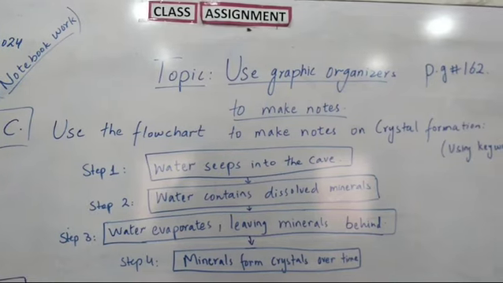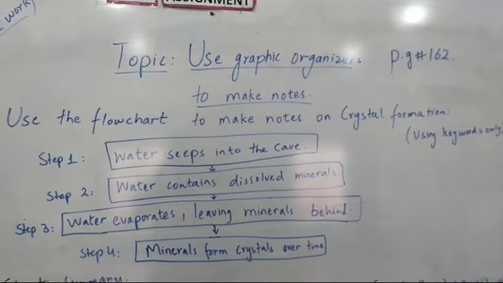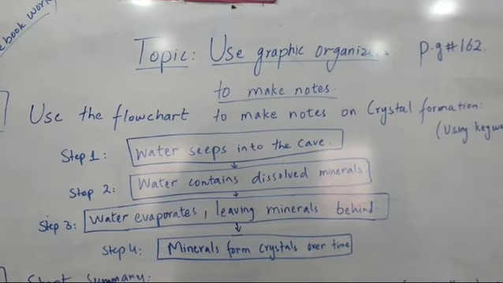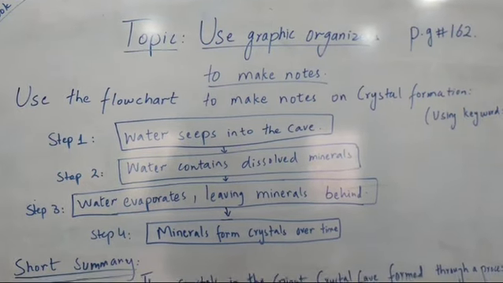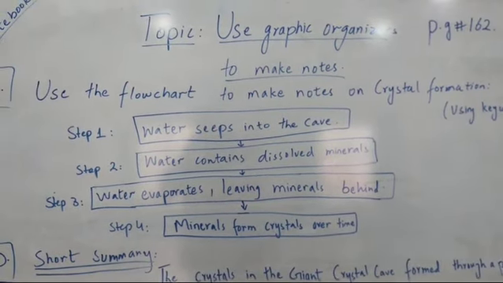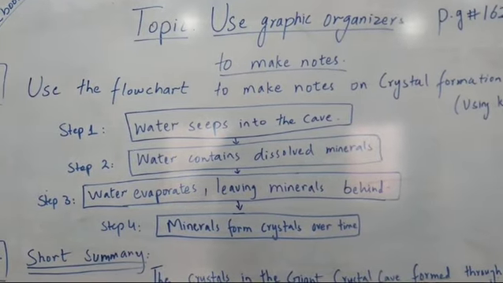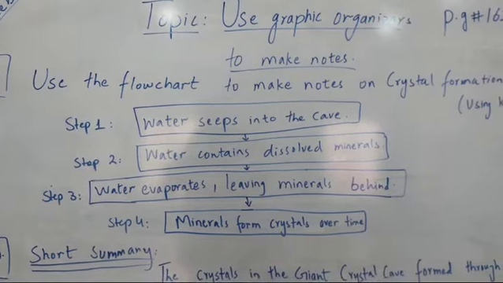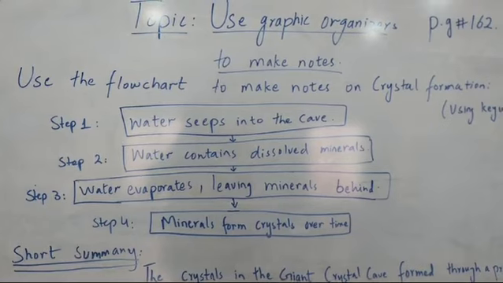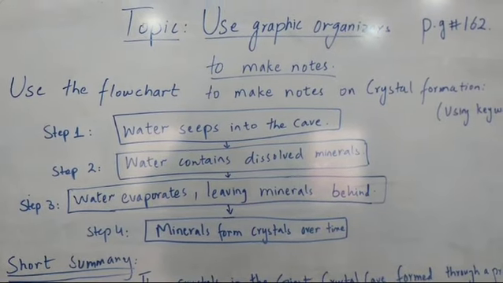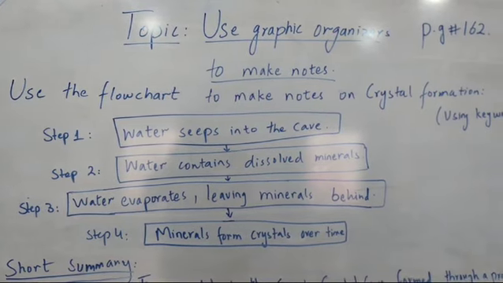Yes. C part: use the flowchart to make notes on crystal formation using keywords only. So step 1 would be water seeps into the cave. We have to make a rectangle, a box, and write water seeps into the cave. And step 2, water contains dissolved minerals. And step 3 is that water evaporates, leaving minerals behind. Step 4, minerals form crystals over time.